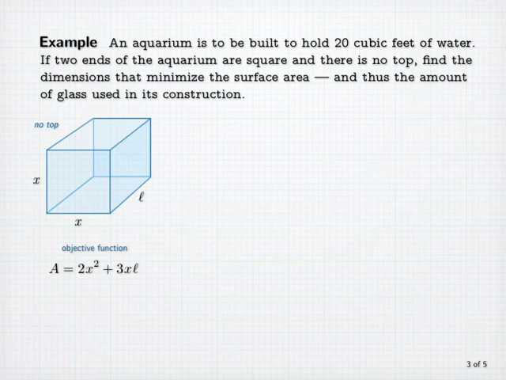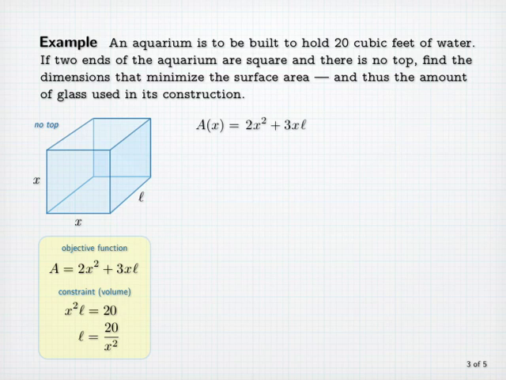The constraint that links the two variables x and L is simply the volume requirement. The volume of the aquarium is x squared times L, and so we have x squared times L equals 20, which we can easily solve for L to obtain L equals 20 over x squared. So now we can write down the area as a function of x alone by substituting L equals 20 over x squared into the formula. So we have 2x squared plus 60 over x. The domain of this function is all x greater than 0.